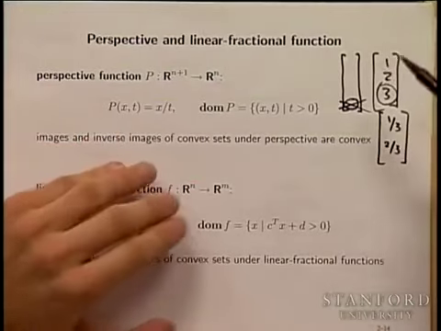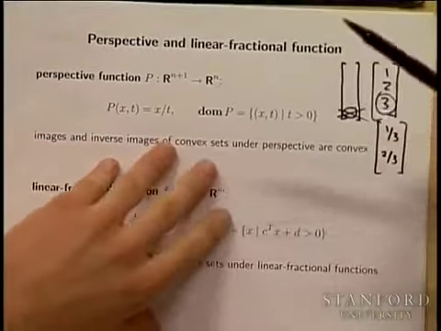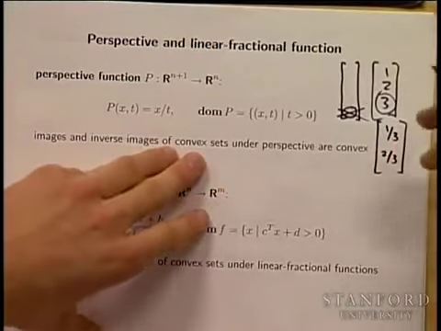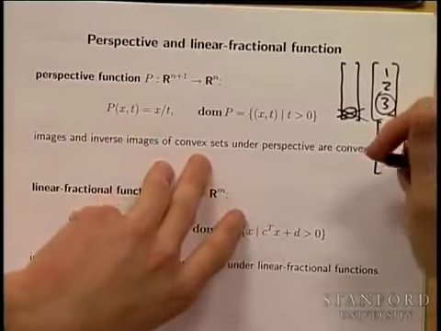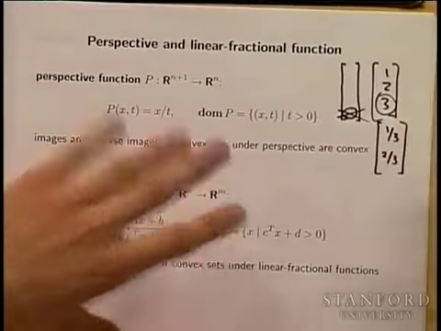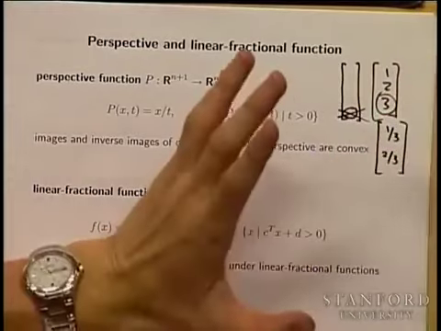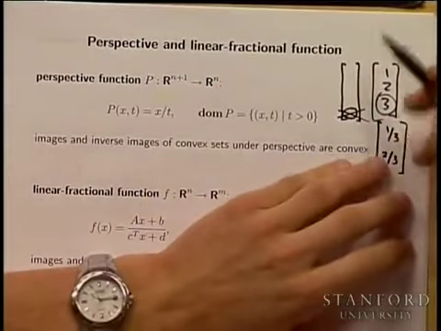Okay, now the images and the inverse images of convex sets under the perspective function are convex, and that also is going to be useful to us later. So remember, we're just building up a box of tricks that we're going to find useful later. So if it's a bit dry, bear with us for the moment.